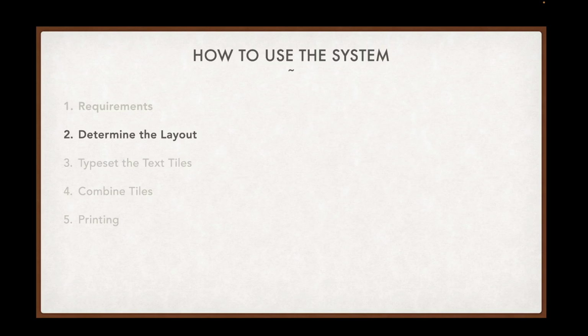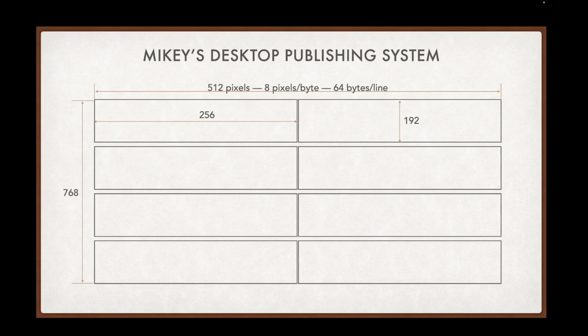Next, we'll talk about laying out your little newspaper or newsletter. As I had previously explained in my previous video, the way that this system works is it takes 8 different 256 by 192 tiles and it puts them together to make a single page.